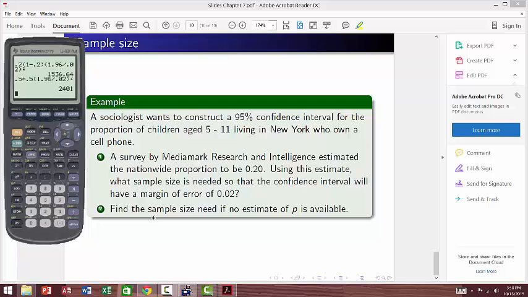And that's how you would use this formula to compute the sample size needed with specified conditions. Okay?